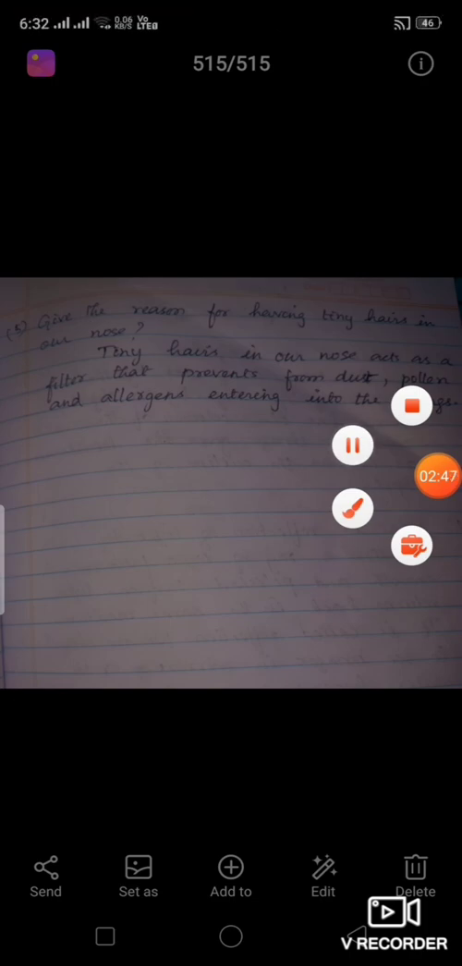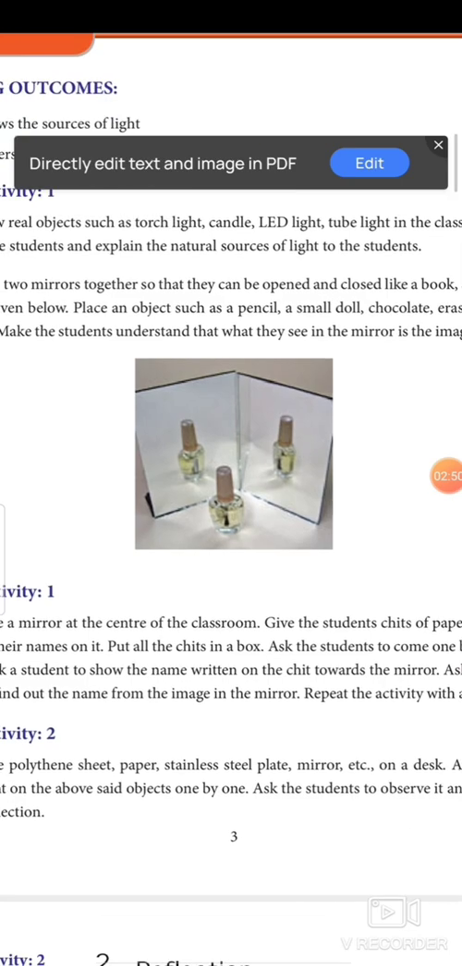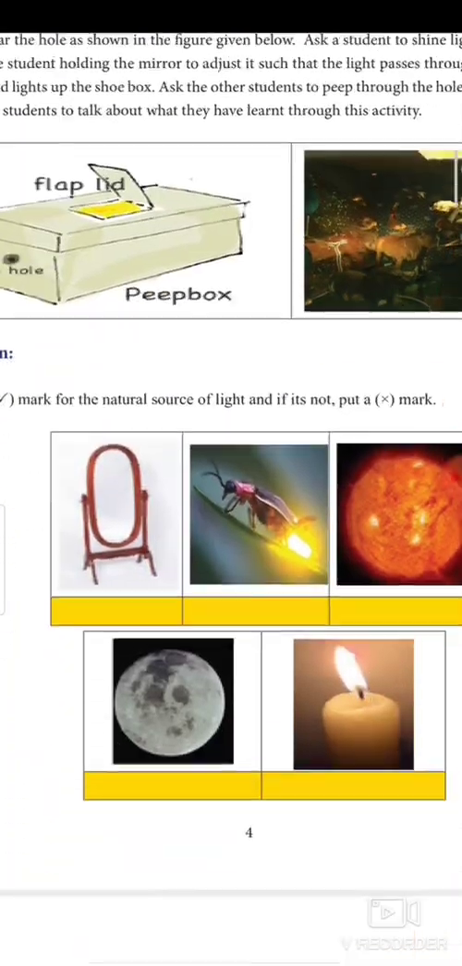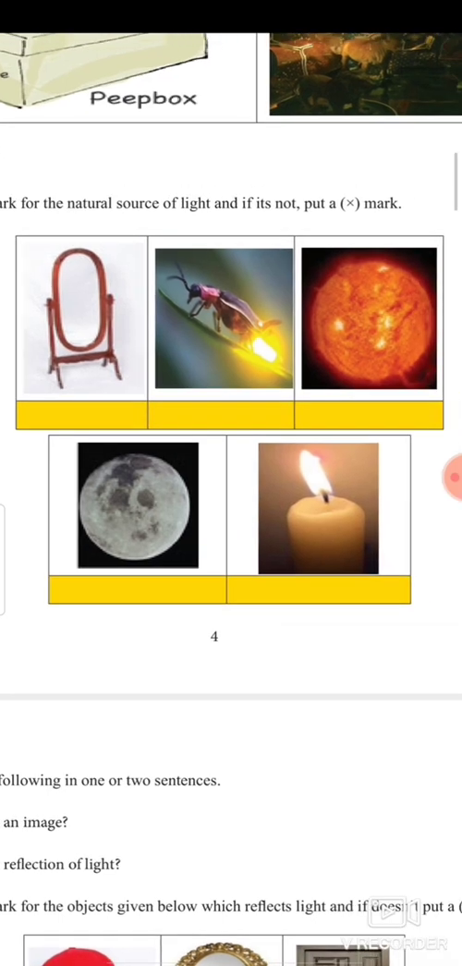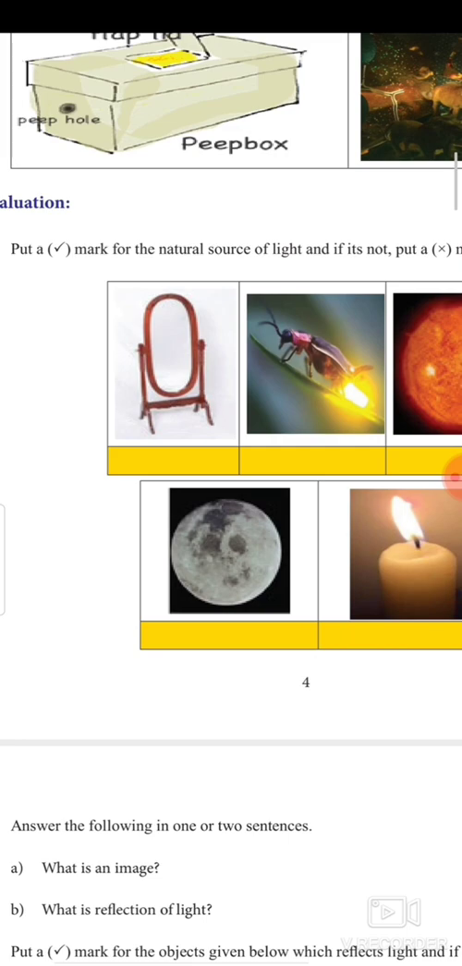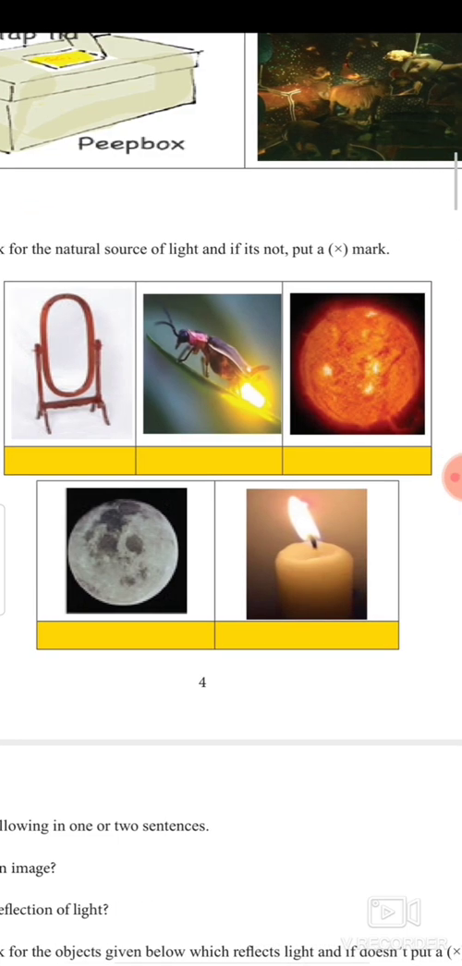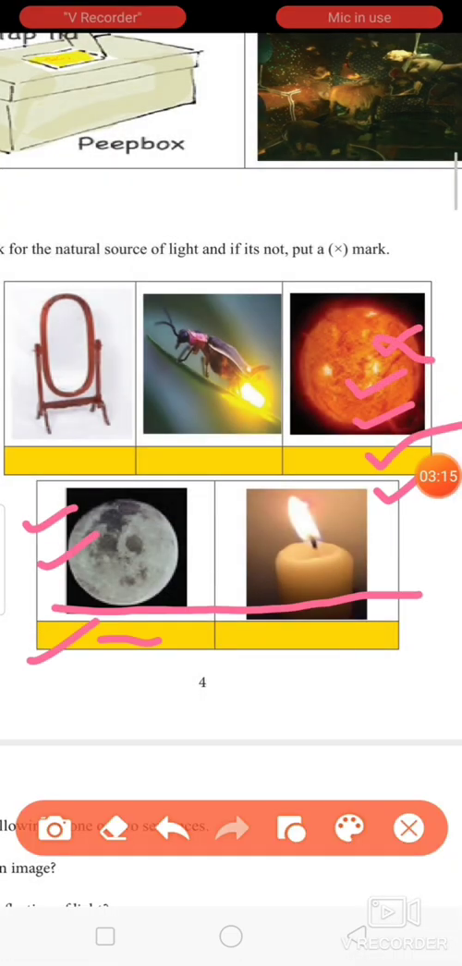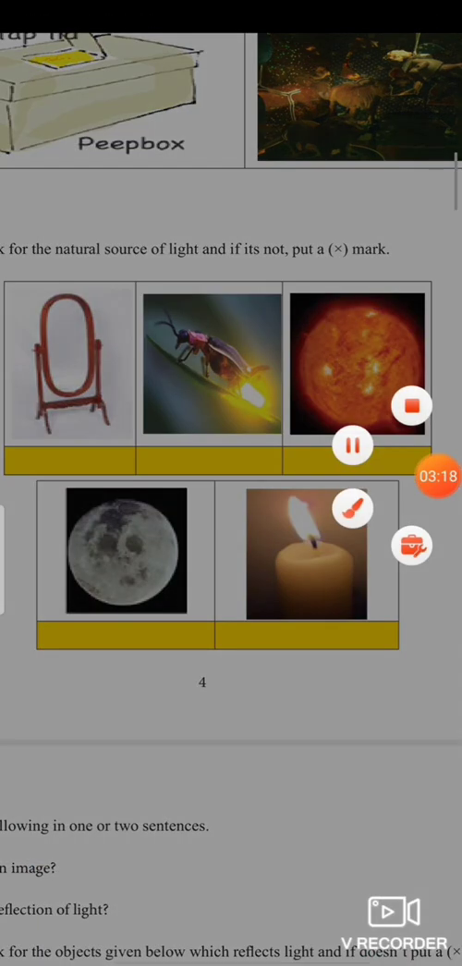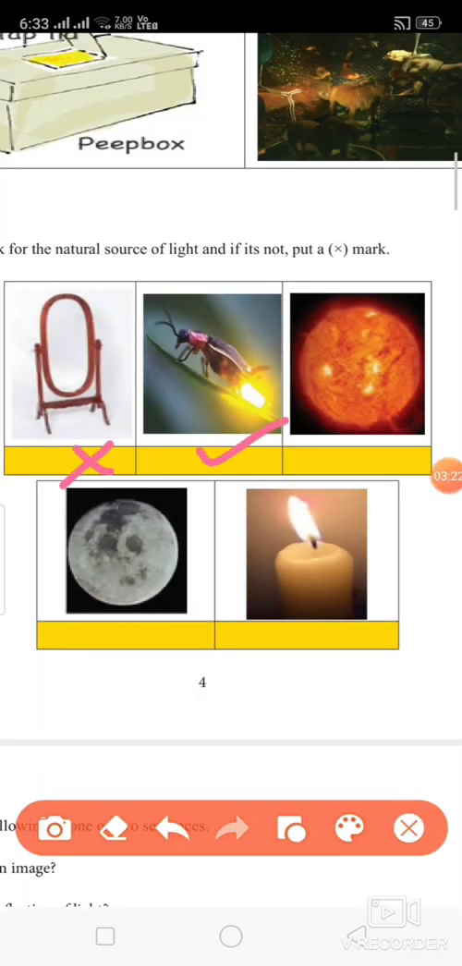Next we are going to see the second lesson. Second lesson is reflection. In the evaluation section, the first question: put a tick mark for the natural sources of light, and if it is not, put a wrong mark. So we are going to mark the natural sources of light. So it is not a natural source. So wrong. This is a natural source. This is a natural source. It is not a natural source. It receives sunlight and reflects back. It is also a natural source. So this is the answer for the first question.